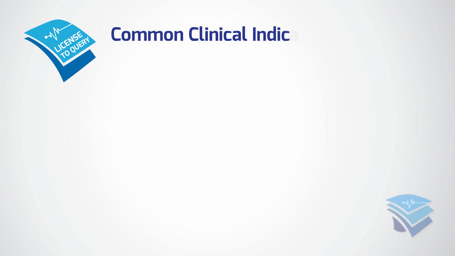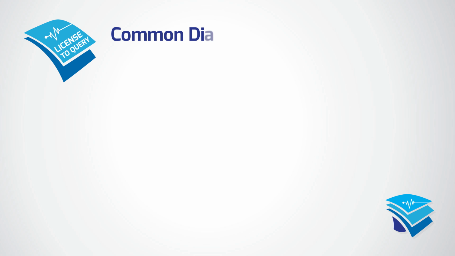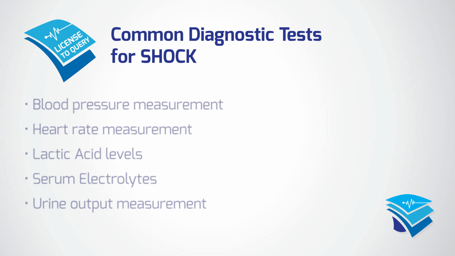Common clinical indicators for shock include acidosis, blood loss, chest pain, confusion or delirium or disorientation, cool extremities, dehydration, drug intoxication, head injury or recent head injury, hypotension, irritation, infection, oliguria, sepsis, abnormal systolic blood pressure, tachycardia, tachypnea, trauma, and burns.